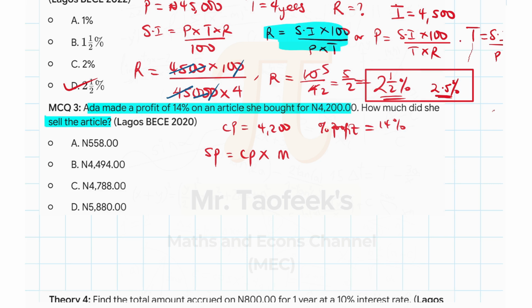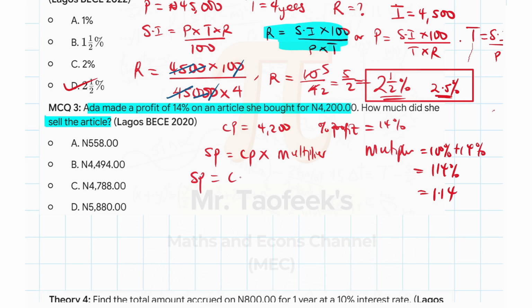But for the students that have been following the videos from the beginning, if you go back to the videos on percentage questions, we already learned that if you want to do percentage increase, you can easily work out the multiplier. Because this is percentage profit, which is percentage increase, our multiplier would just be adding the 14% to 100, which gives you 114%, and that is just 1.14. So our selling price is going to be the cost price, 4,200, times 1.14, right?